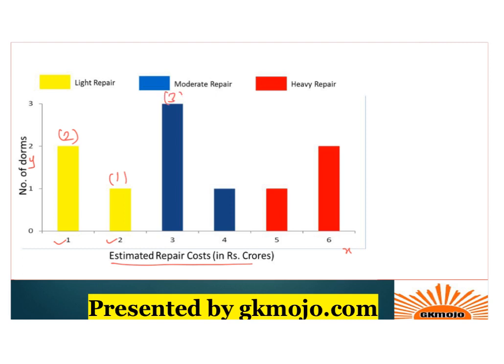There are three DOMs which incur a cost of 3 crores. There is one DOM which incurs a cost of 4 crores. Again one DOM which incurs a cost of 5 crores, and there are two DOMs which incur a cost of 6 crores. This is what this diagram basically means. A very simple diagram, easy to interpret. This was like a piece of cake given to you in the examination.